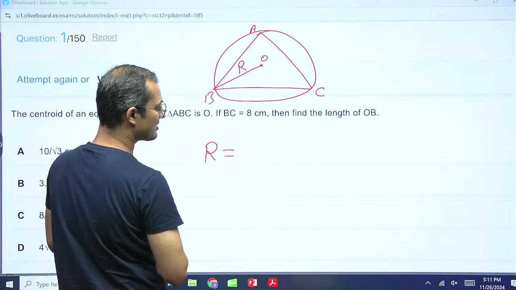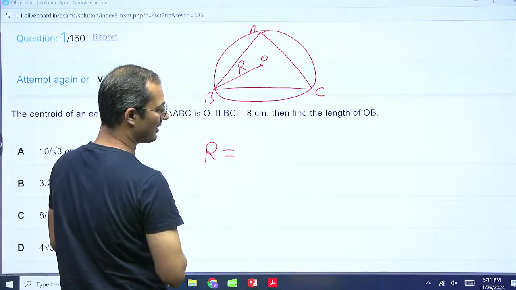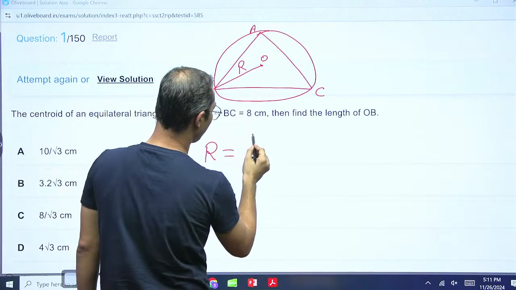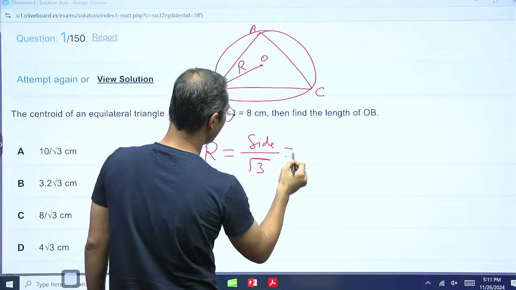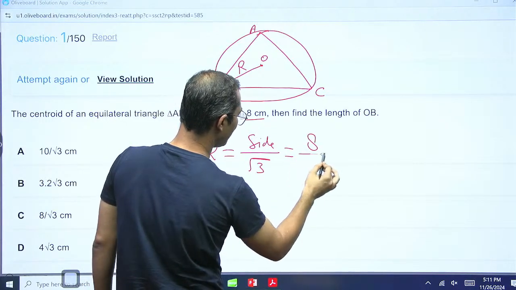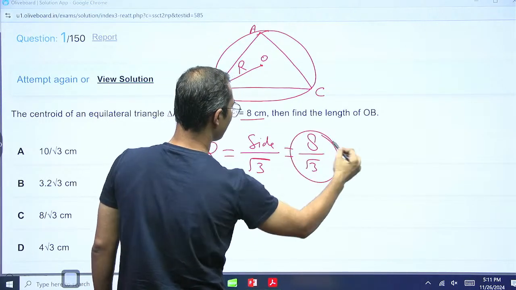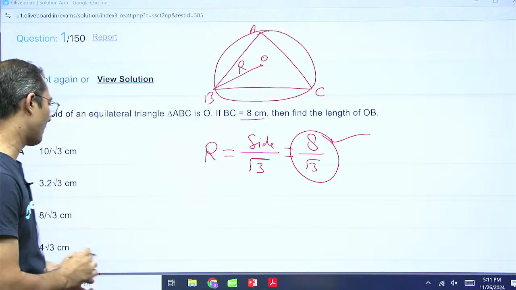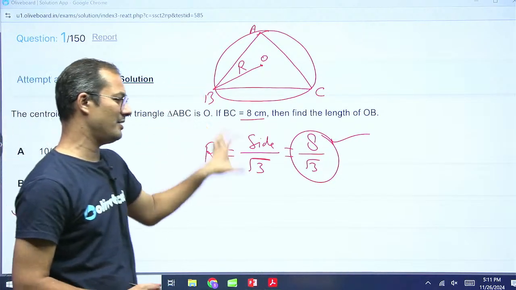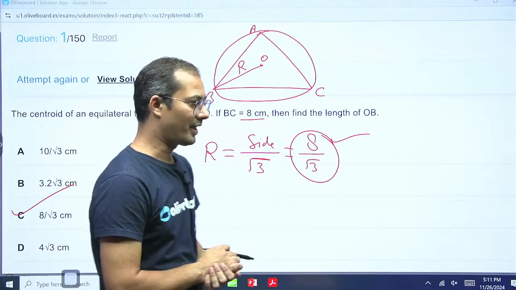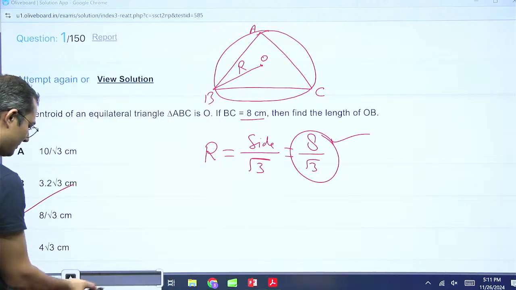So the radius of the circumcircle, known as circumradius, is always given by side divided by root 3, right? So we have side is what? 8. So 8 divided by root 3 is the right answer. So directly we can use the formula. So we can say that option C is the right answer. So this is directly based on the formula, right? So moving to the next question.